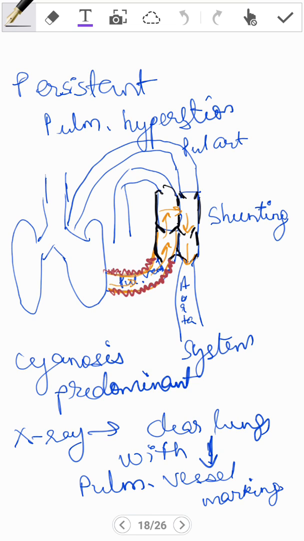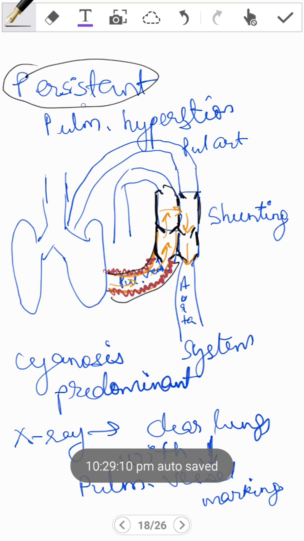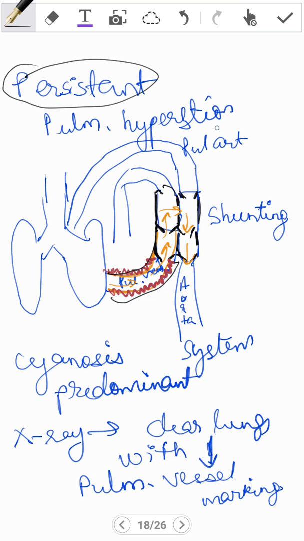Now coming to persistent pulmonary hypertension. So as I said in the previous slide, there is an increased amount of resistance in the pulmonary vessels when the baby is in the womb. So if that pressure persists, that would lead to persistent pulmonary hypertension.